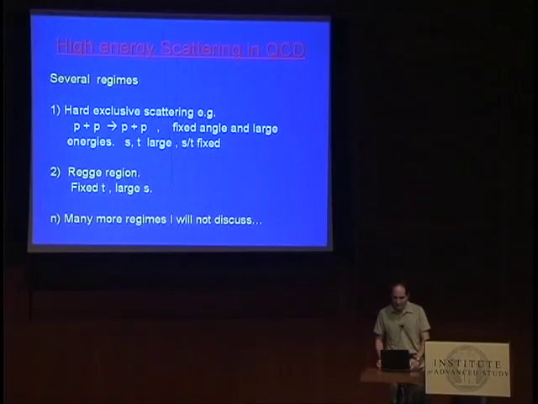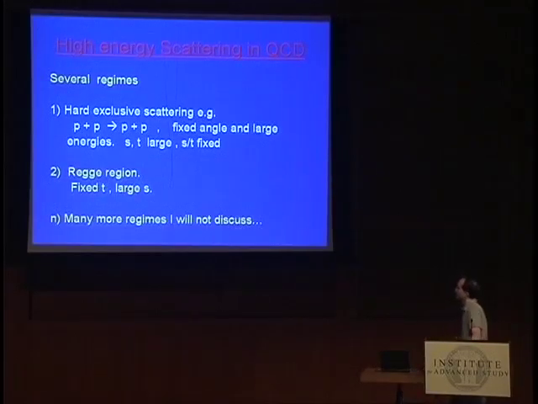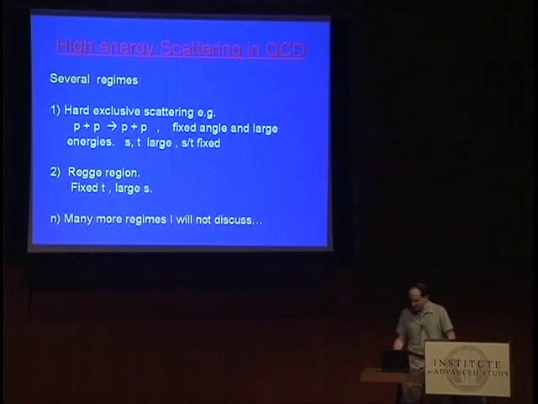Now, when we discuss high energy scattering in QCD, we can discuss several regimes. We can have situations where we have hard exclusive scattering. So we have, let's say, two particles that collide at very high energies, and we fix the initial and final states, and we take the energies of all the states in question to be very large, keeping the angles fixed, or S over T fixed. Or we could do other things, like taking the same collision, large S, but fixed T, or many other regimes I will not discuss. So I will mostly concentrate on this type of regime.